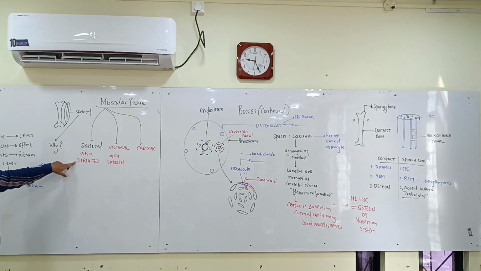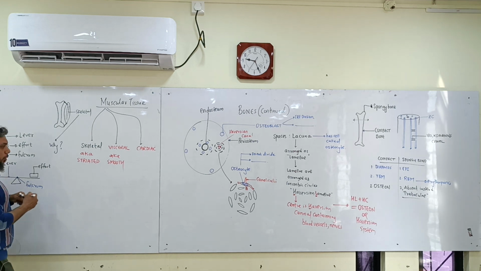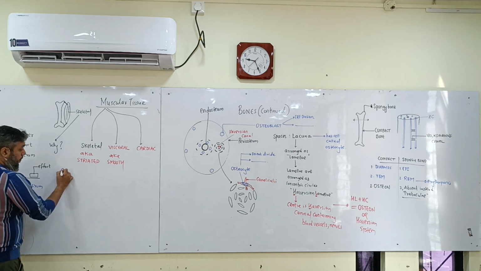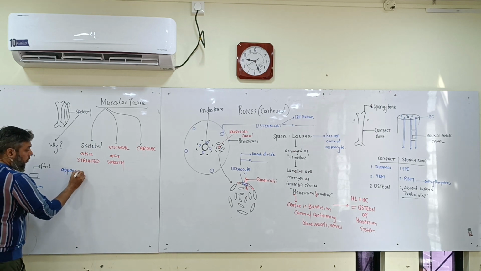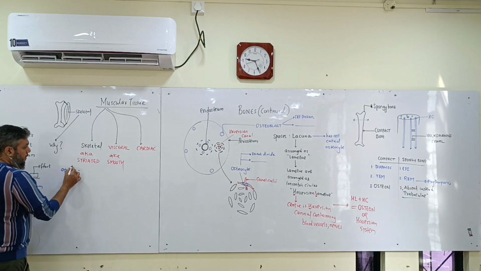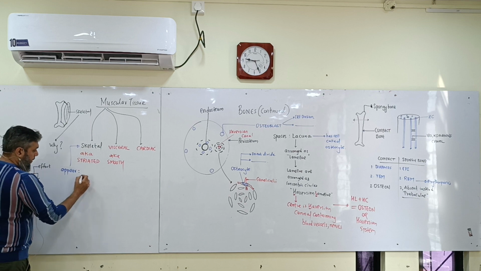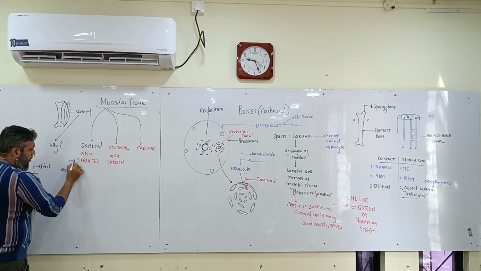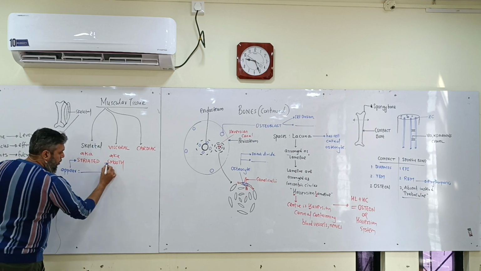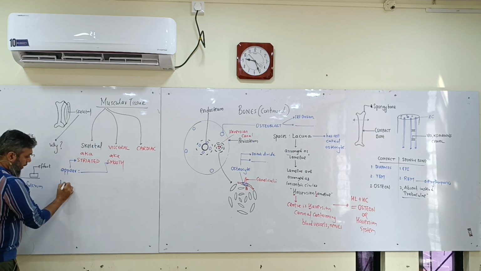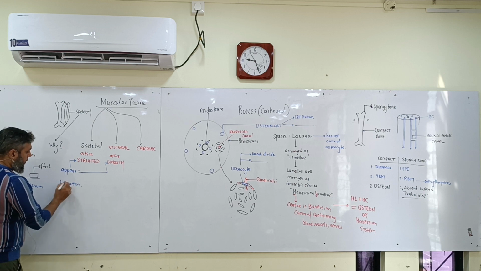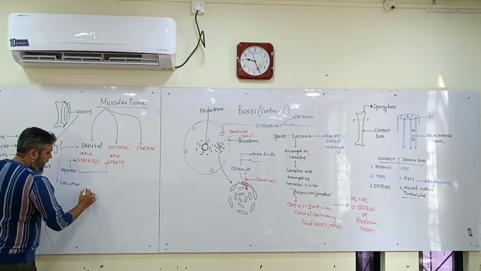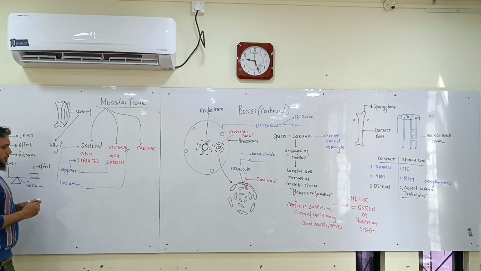I hope you got my point, children. In true and false, depending upon appearance, how it looks, what are the names? Striated, and then smooth. But depending upon location, what are the names? Skeletal, and then visceral. Did everyone understand?